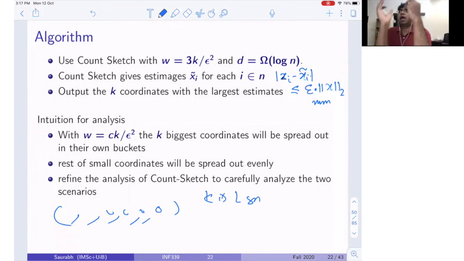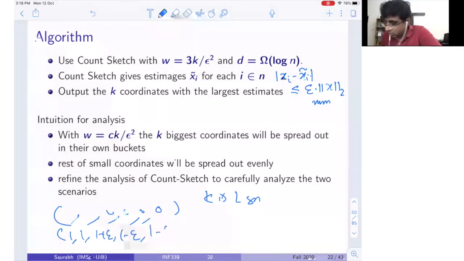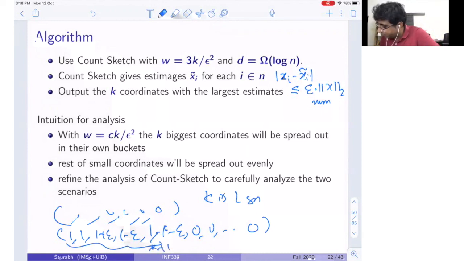So for example, let's say you had 1 plus epsilon, 1 minus epsilon, 1 minus epsilon, 0, 0, 0. Now in this setting, there's not too much difference between 1 and 1 plus epsilon. There's not too much difference between 1 and 1 minus epsilon, right? And so suppose this is how the first k plus 15 coordinates are, between 1 and 1 minus epsilon.